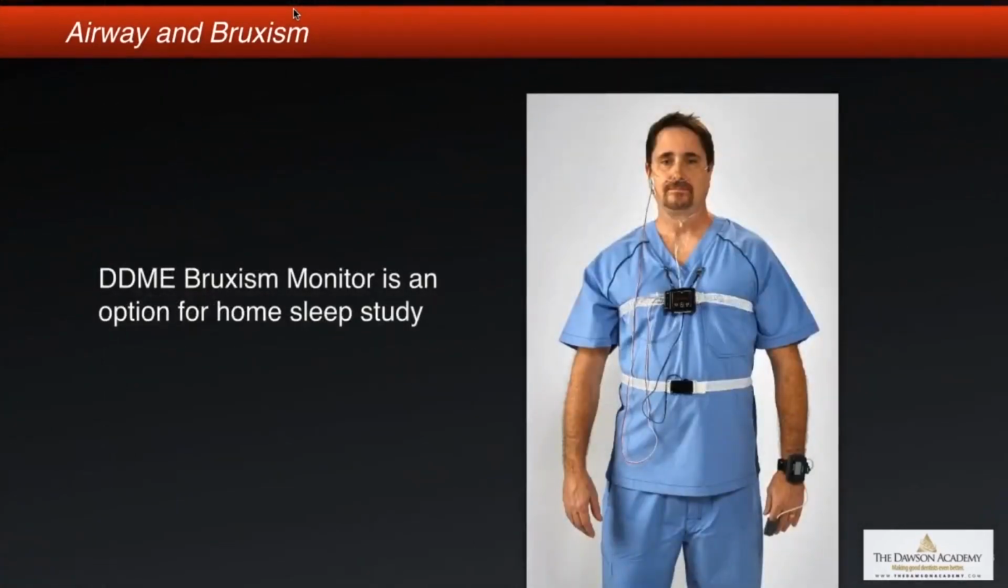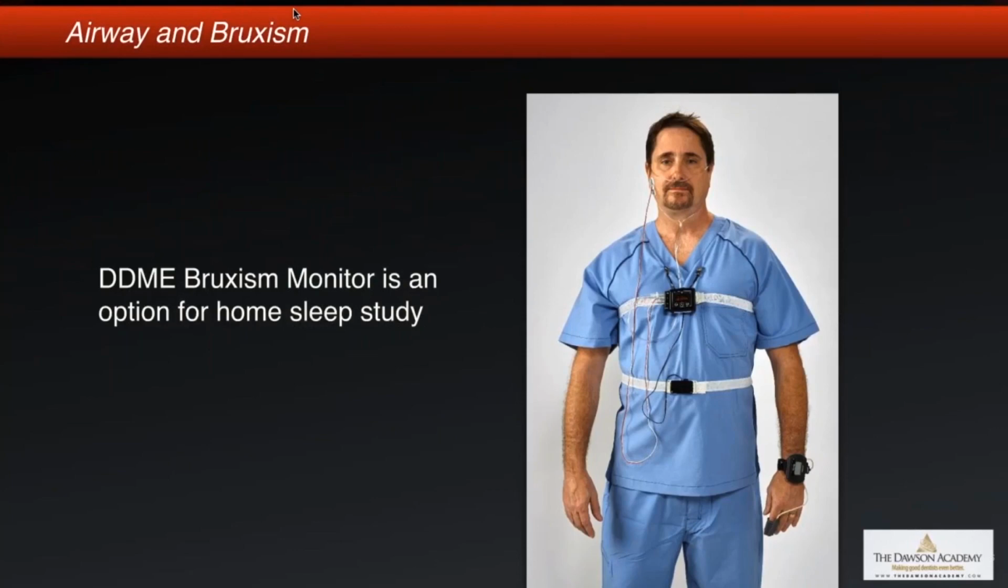There's a whole bunch of these things on the market. This is one by Whitmix. I like to use this one, the DDME bruxism monitor. It checks for about 9-10 of the main things that we're looking for, certainly pulse ox, but it also is cool because it does check for mastication muscle activity. Very easy to use. Patient uses it overnight. Takes a staff member about 10 minutes to show them how to use it.